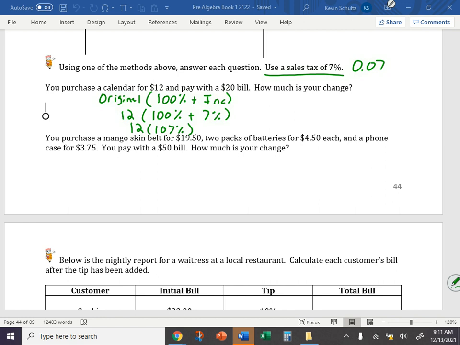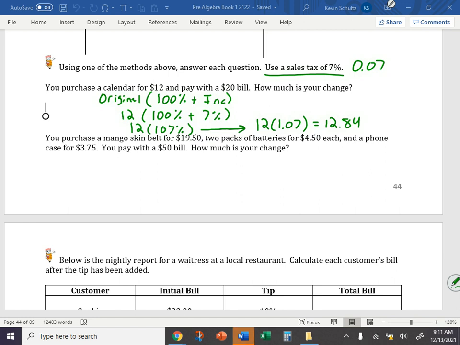And what's the decimal value of 107%? Lexi? 1.07. Right? Not 1.7. That's 170%. 1.07. Okay? 12 times 1.07. We are talking about money. I think it's pretty nice: $12.84. Okay? That's the price of the calendar after tax.